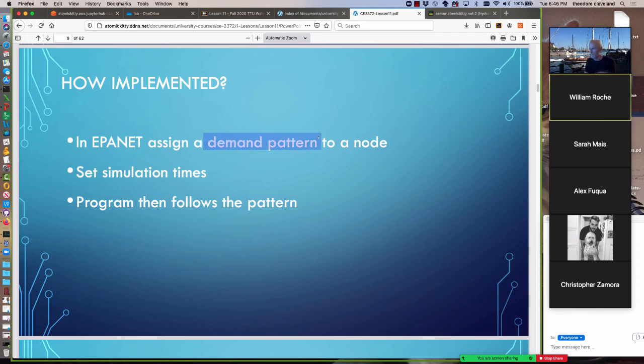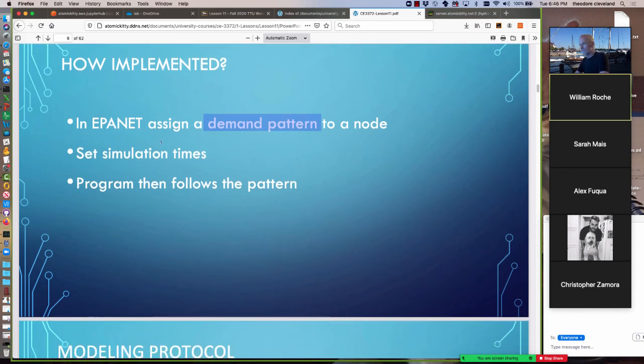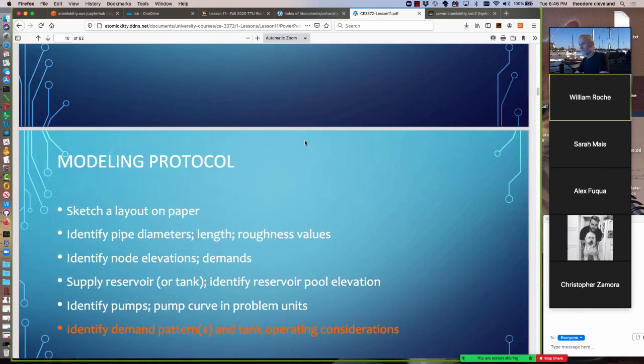We can simply produce a demand pattern over a 24-hour interval. So that's 24 multipliers to enter. And then we can apply that pattern to every node that it's important to. And so we only have to enter 24 things once instead of 5,000 things 24 times. So that's why they choose the demand pattern approach.